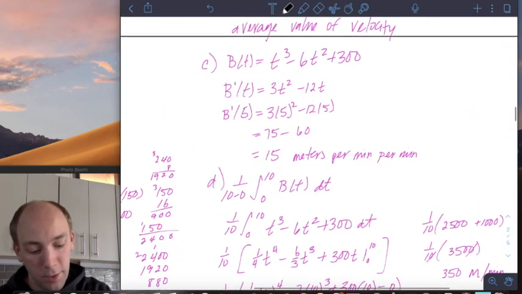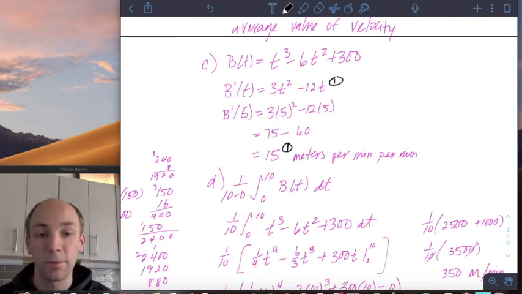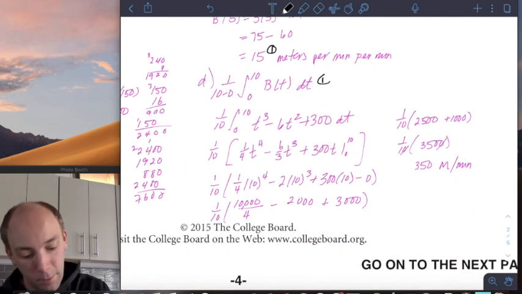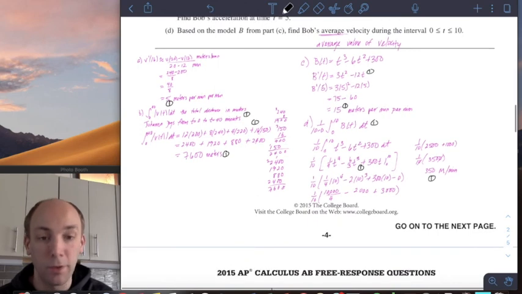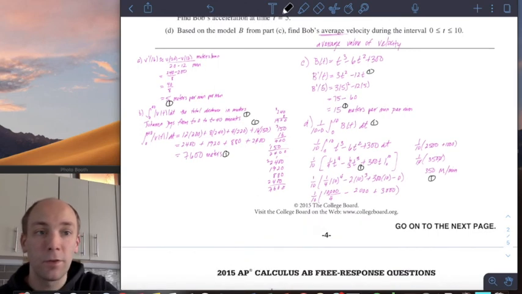On part C, you're going to get 1 point for the derivative, and then 1 point for your answer. And then in part D, you're going to get 1 point for setting up the integral, 1 point for your antiderivative, and then 1 point for the answer. So there's your 9 points. Not too bad. All right, let me know if you have any questions.